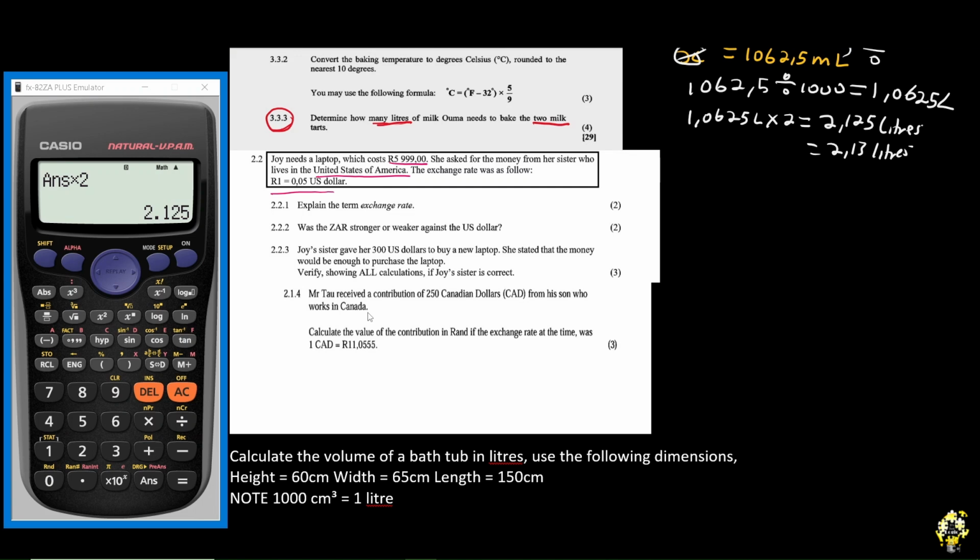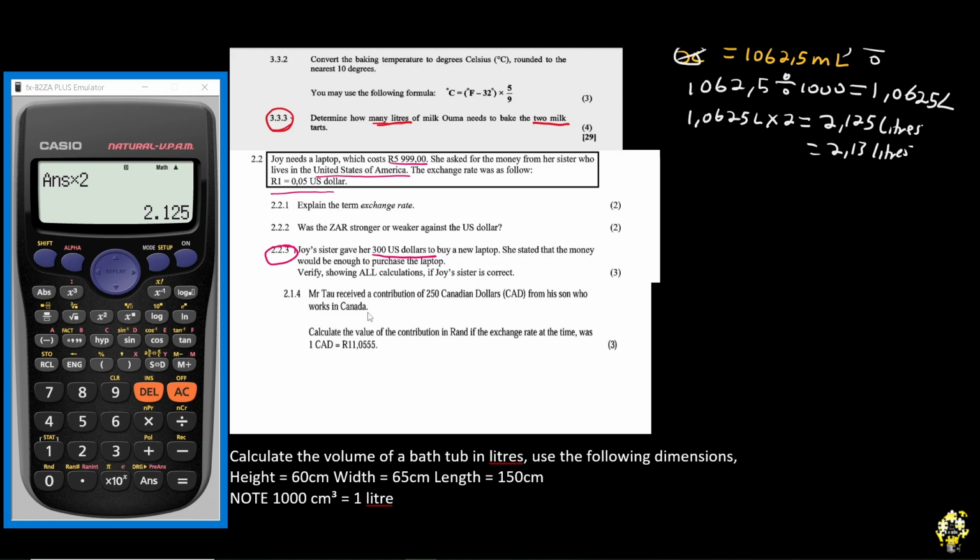So the question that I would like us to focus on is this one, 2.2.3. Joy's sister gave her 300 US dollars to buy the new laptop. She stated that the money would be enough to purchase the laptop. We don't know that. Let's prove whether it is enough or not. That's why it says verify, showing all calculations, if Joy's sister is correct.